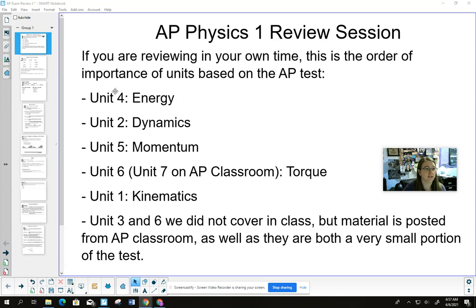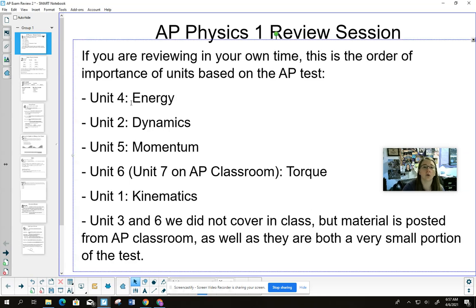So I just wanted to remind you guys that this is the order of importance on the test. The energy unit is the biggest unit and the biggest portion of the test, followed by dynamics, momentum, torque. Quick note there, though: in our textbook it's unit 6. It's unit 7 on AP Classroom.